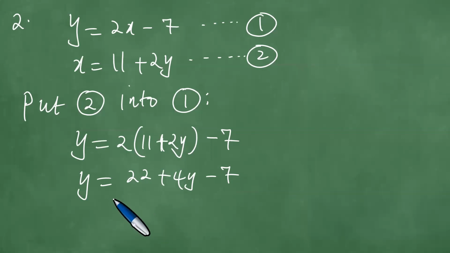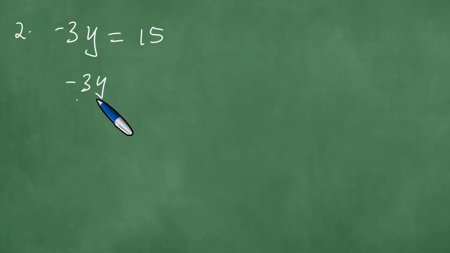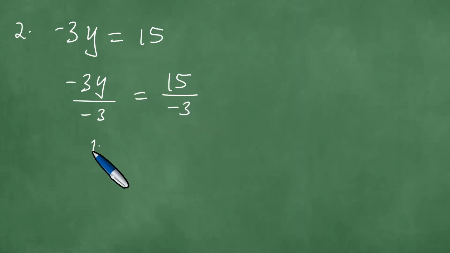Now let's manipulate this. We have 4y, and you can move the y to the other side. So y minus 4y is minus 3y, and 22 minus 7 is 15. So we have minus 3y equals 15. We need to solve for y, so we divide by negative 3, and then y is minus 5.